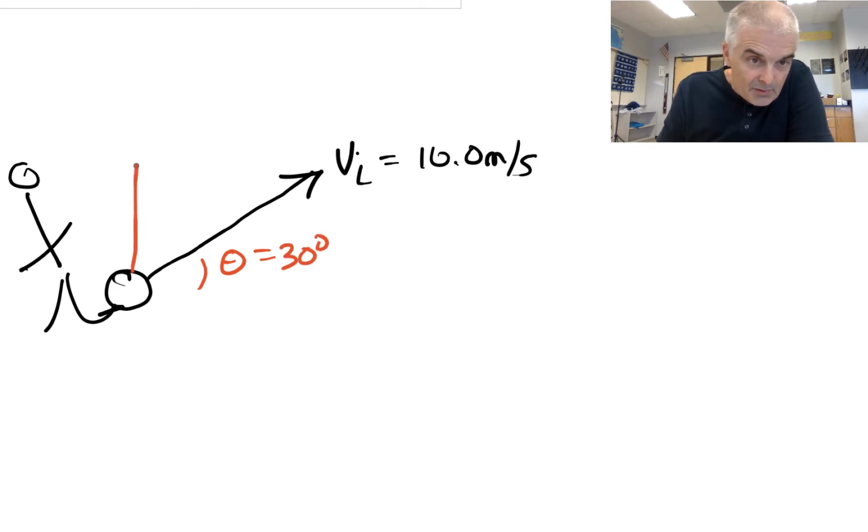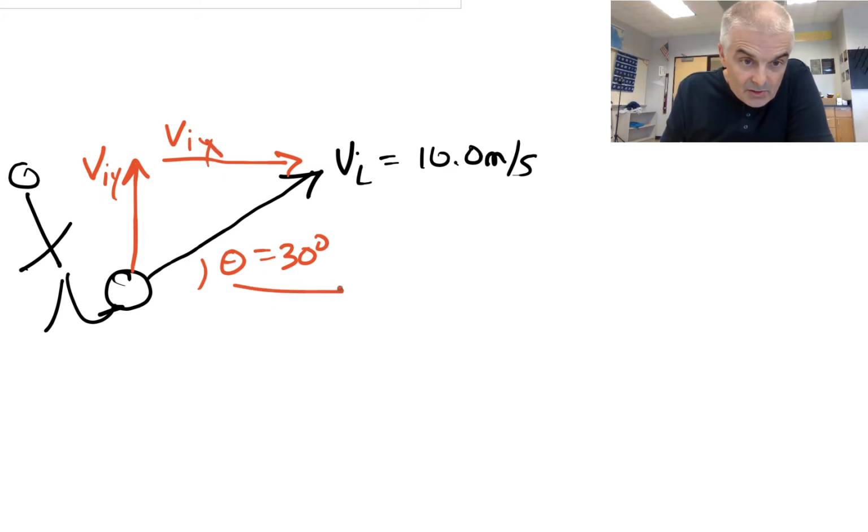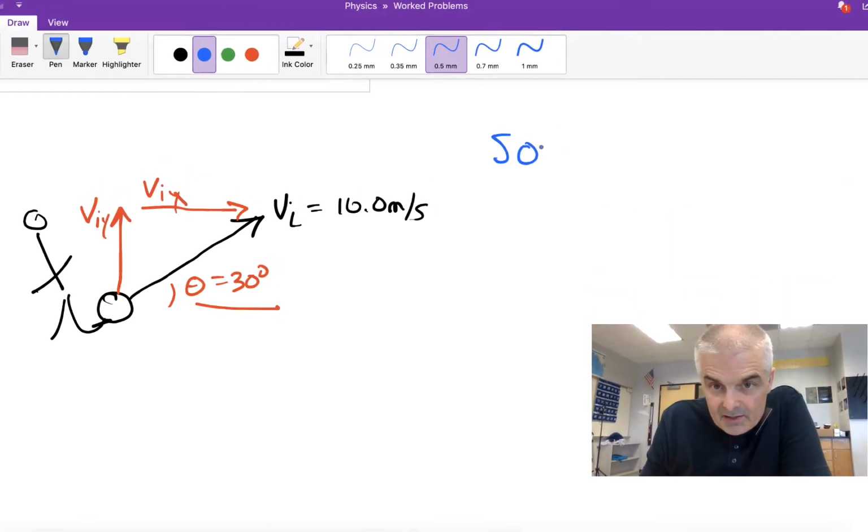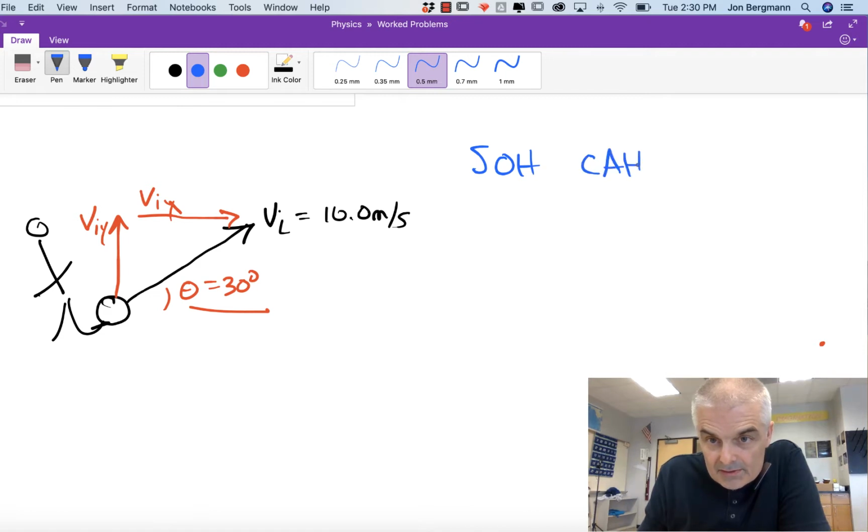But what we really want to do is break it down into the vectors that added to it, right? We call this V initial in the y direction, up, and this is V initial in the x direction. And of course we know the angle. Now you might remember from old trigonometry this funny thing called SOHCAHTOA. Sine equals opposite over hypotenuse, cosine equals adjacent over hypotenuse, tangent equals opposite over adjacent. And what I want to do is find what V_iy and V_ix are.